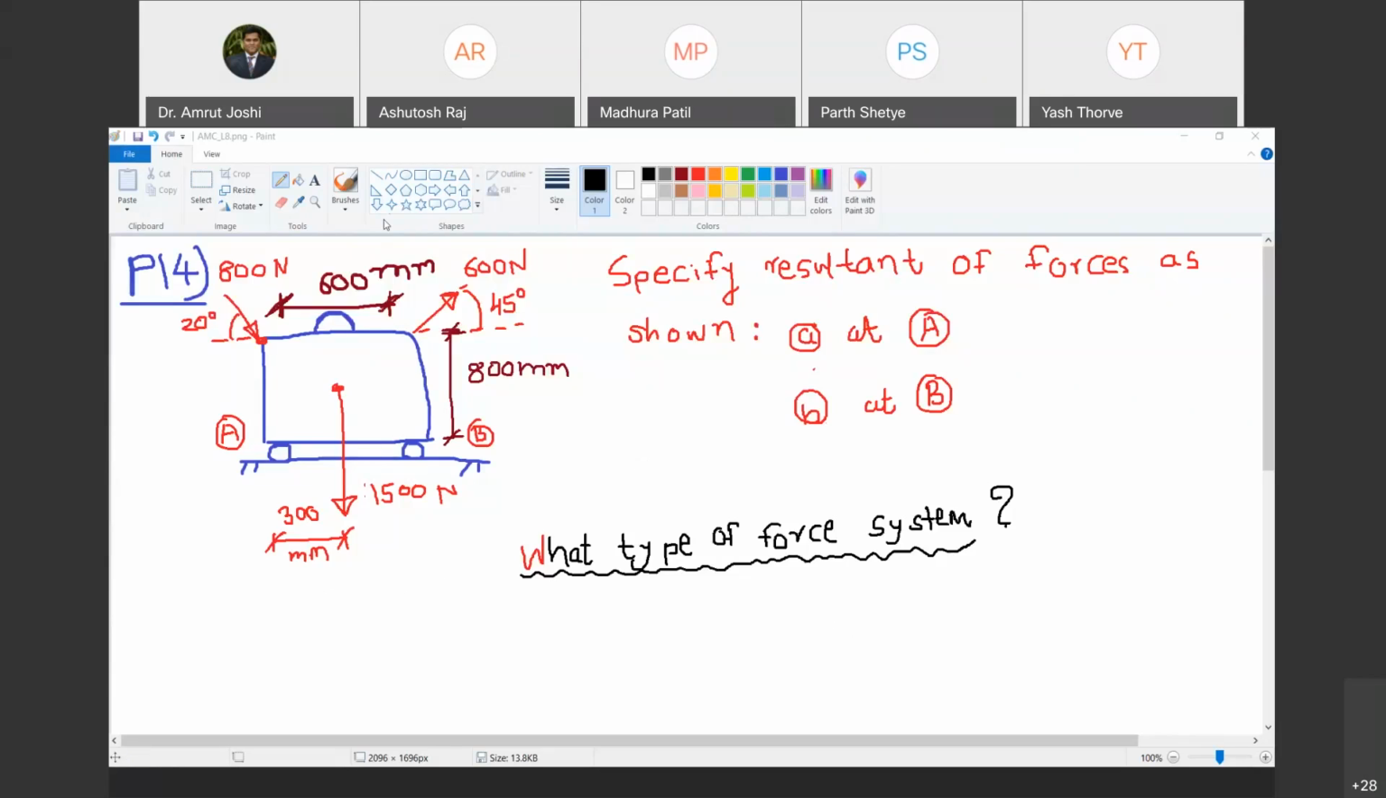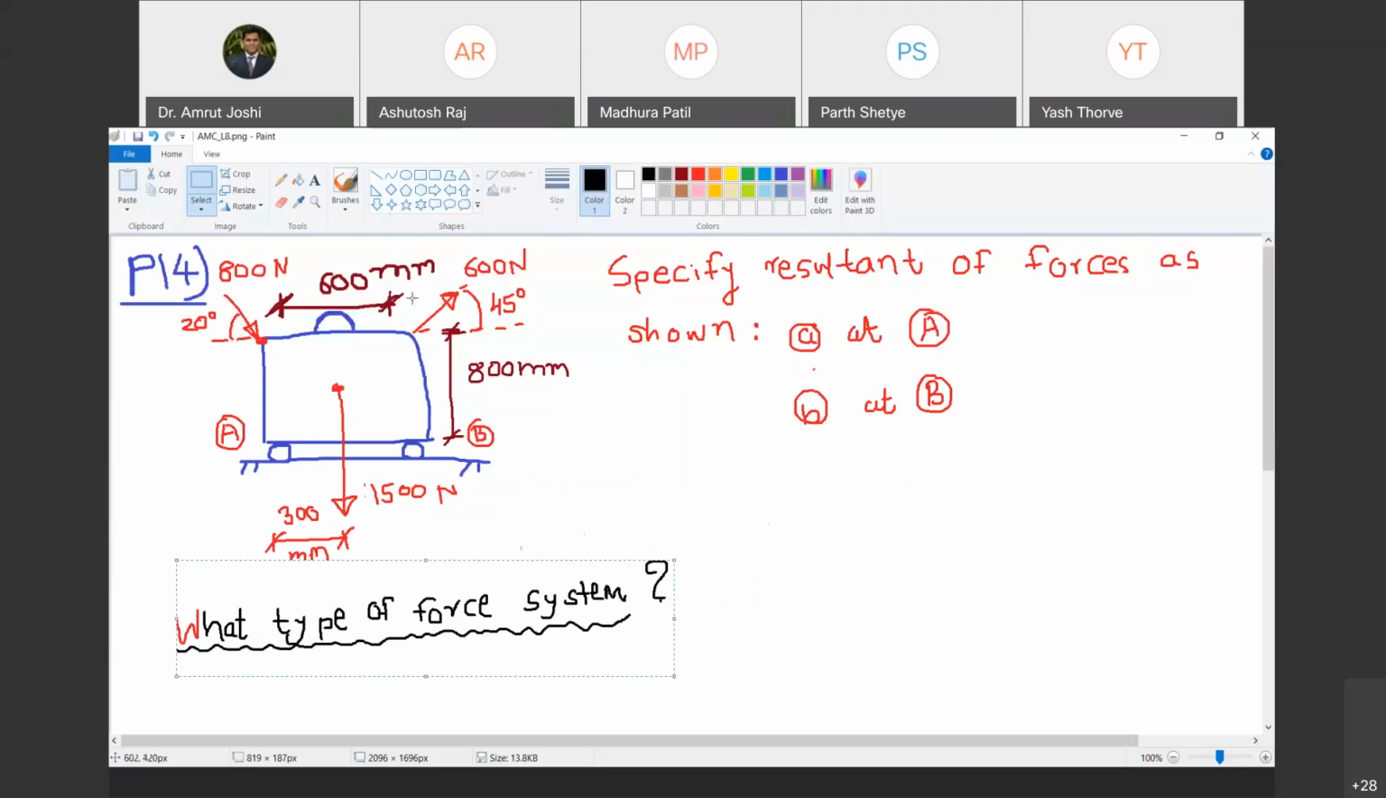Now let us solve this problem so that in the process we will know the intricacies about the resultant. In this problem you have been shown a briefcase on which there are n number of forces acting. There are three forces acting in this case: 800 Newton, 600 Newton, and 1500 Newton. Their locations are given, and the dimensions of the briefcase are given. Are you with me? Yes, sir.